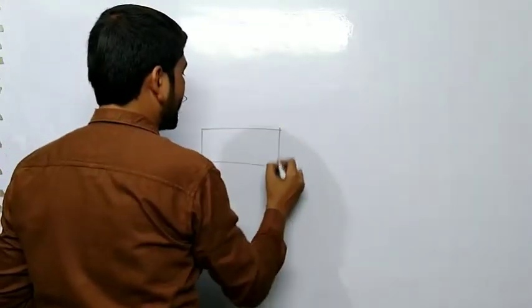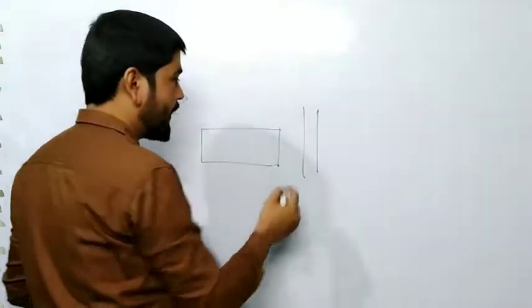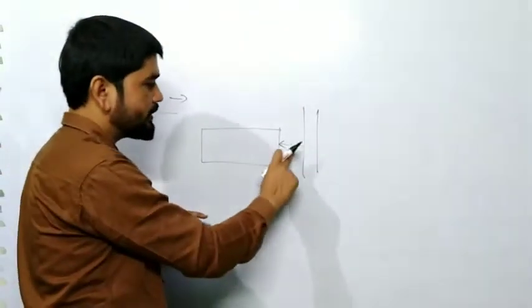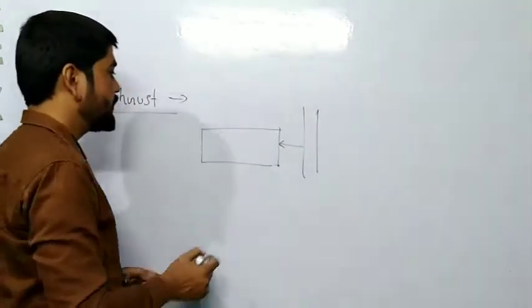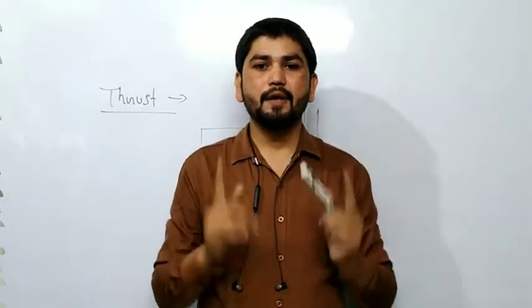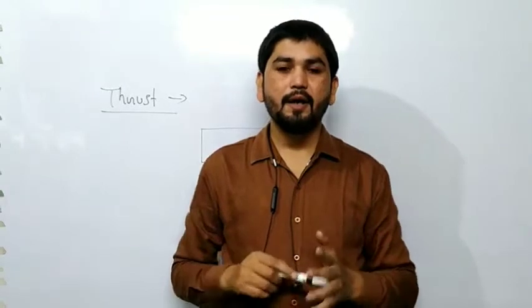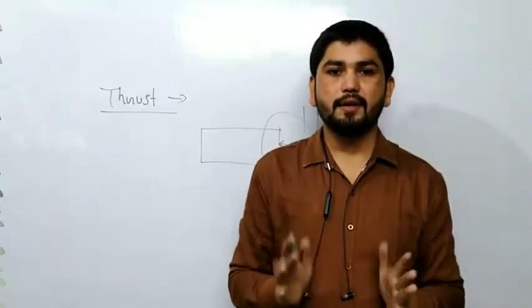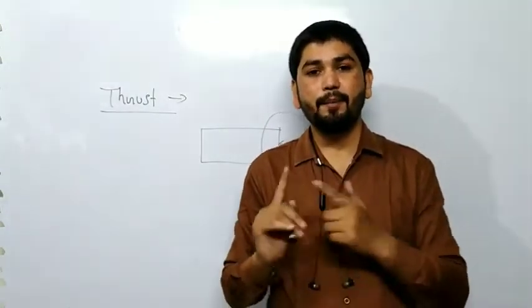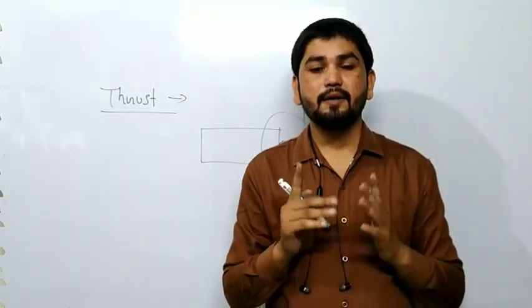Suppose this is the table, and you are standing here, so you will apply a force in this direction. So this force is perpendicular. Yes. So perpendicular force is known as thrust. Any force which is perpendicular is always known as thrust. So thrust is also a kind of force, but it is always directed at a right angle.